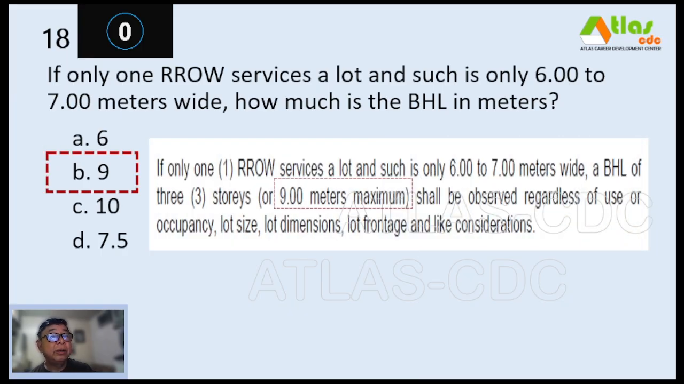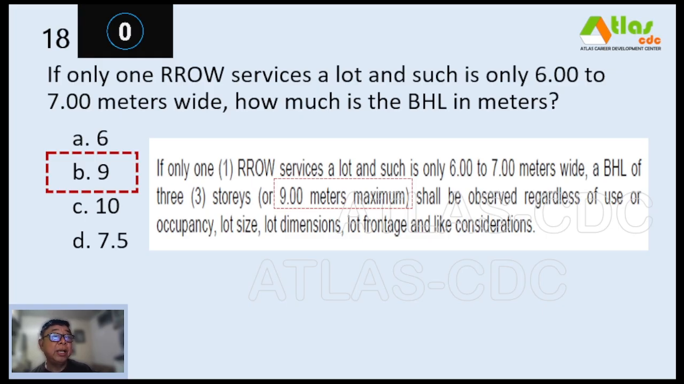So if only one road services a lot and such is only 6 to 7 meters wide, that is a narrow road, a BHL of 3 stories or 9 meters maximum shall be observed regardless of use or occupancy, lot size, lot dimensions, lot frontage, and like considerations.